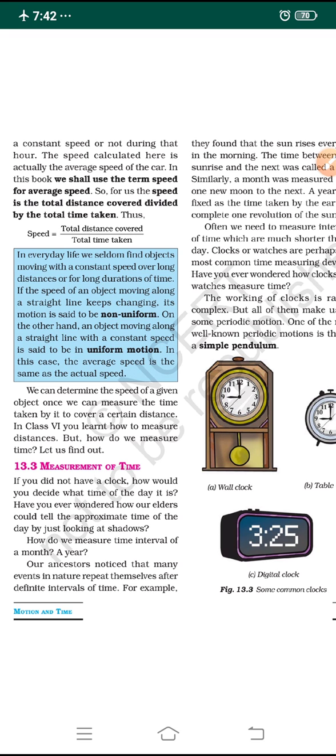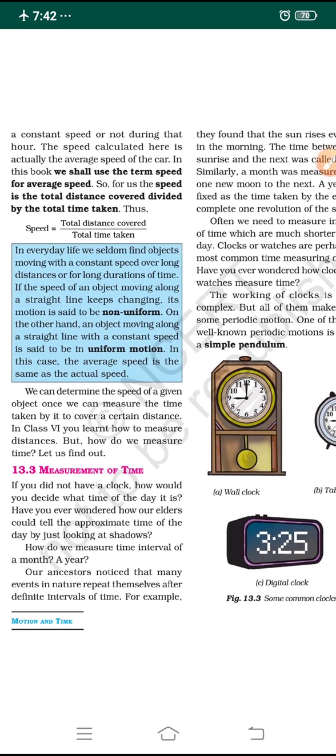In everyday life we find objects moving with a constant speed over long distances. For long durations of time, sometimes, if the speed of an object moving along a straight line keeps changing, then such type of motion is called non-uniform motion.